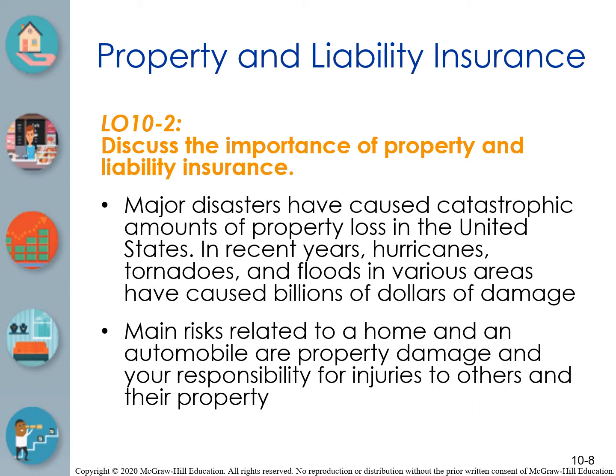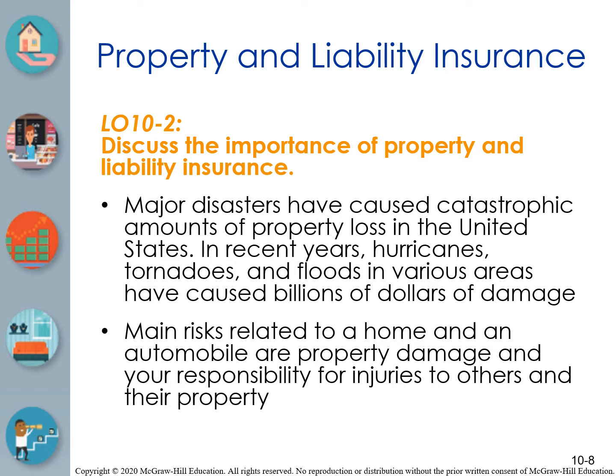Discuss the importance of property and liability insurance. Major disasters have caused catastrophic amounts of property loss in the U.S. We hear this all the time, right? Hurricanes, tornadoes, floods, and the result of the spring thaw, for example, brings floods. So there's always some disaster, some catastrophe just over the horizon. Typically we don't quite see it, but we know it is coming.